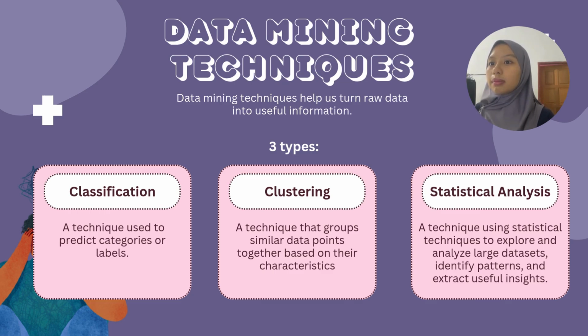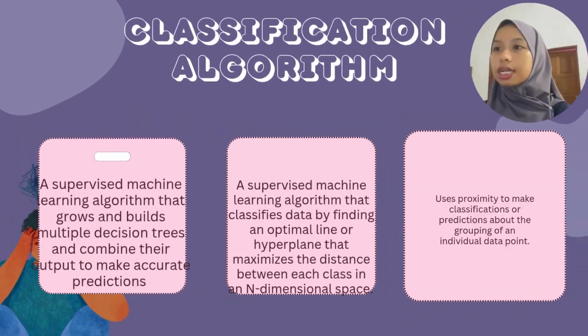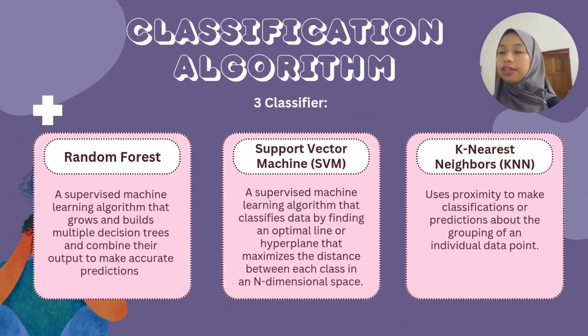Based on this dataset, we choose classification as the most suitable data mining technique because we want to predict whether students are stressed or not stressed. So these are the classification algorithms, of which we have 3. First is random forest, second is support vector machine SVM, and the third one is k nearest neighbors KNN.